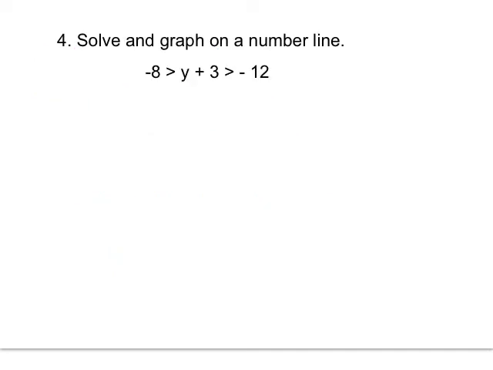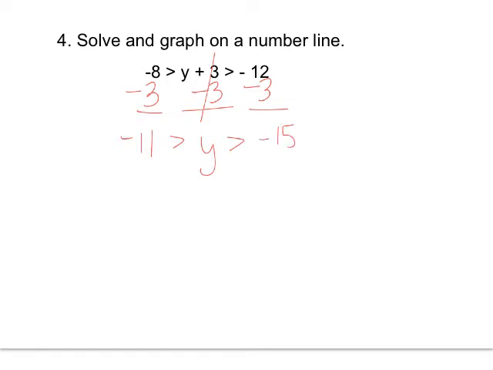Problem 4 on your paper is real similar to this one. We're still going to solve and graph on a number line. So the problem here that we see, we need to get the y isolated in the middle, so we need to get rid of this positive 3. So again, we're going to be using the additive inverse. And if I do that to the middle section, I will also subtract 3 from all sections. So negative 8 minus 3 is negative 11, and negative 12 minus 3 is negative 15.